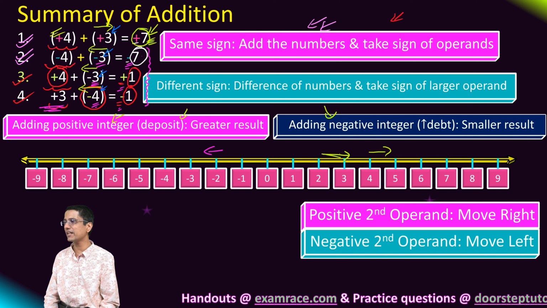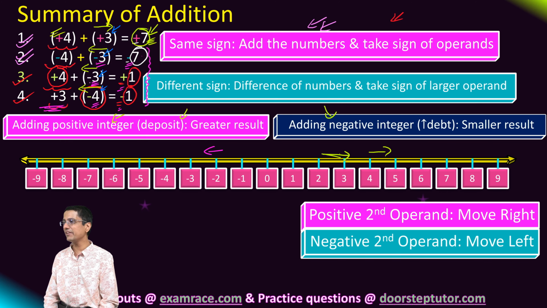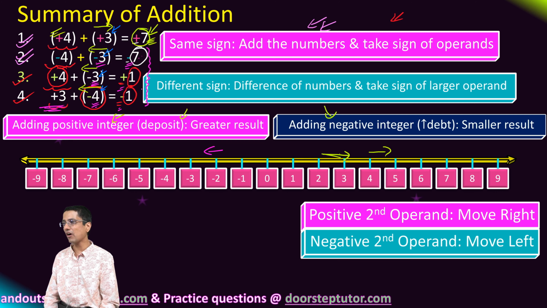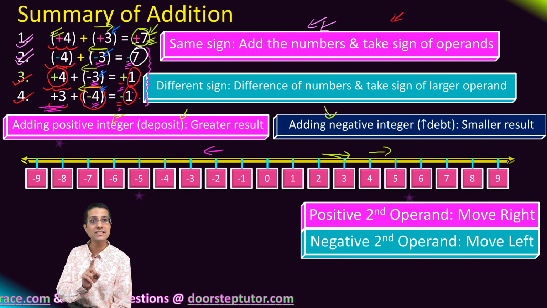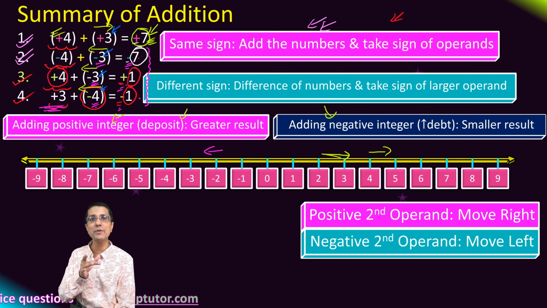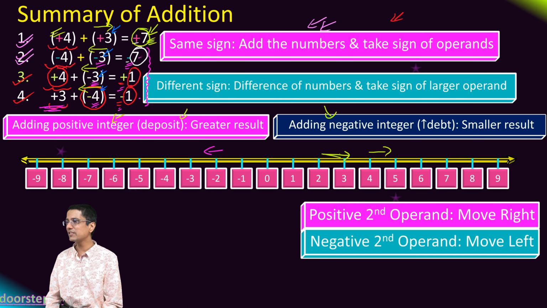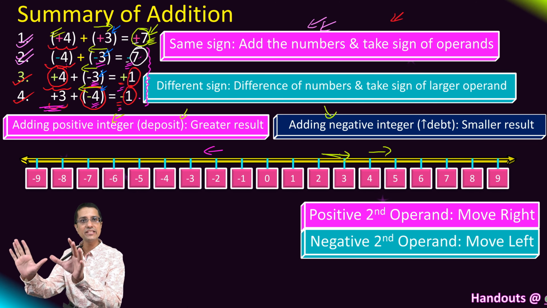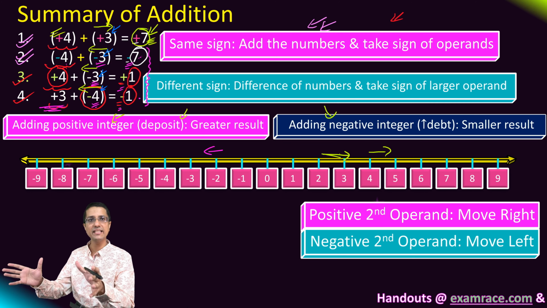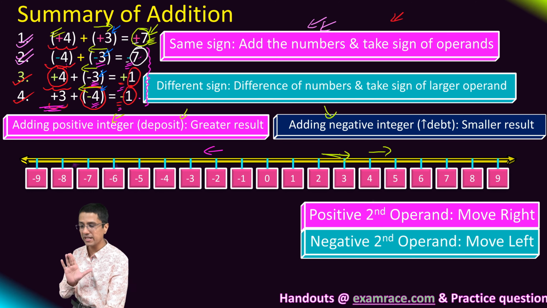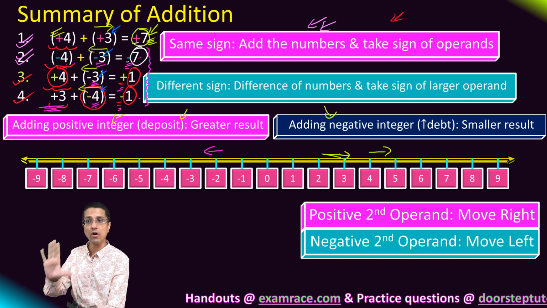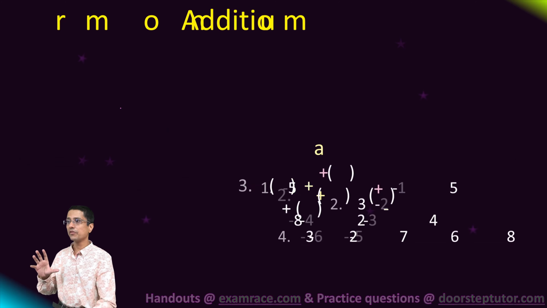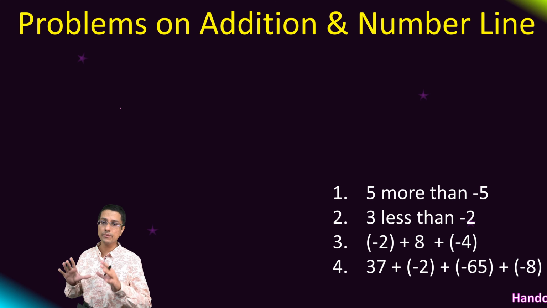So this is the number I started with. I am adding negative integers in all of these three cases, and in all of these three cases, my final answer is indeed smaller than the number I started with. This slide is the most important. This animation, these rules are the most important for addition, and you should remember all of these. Now based on this, let's just solve some problems.